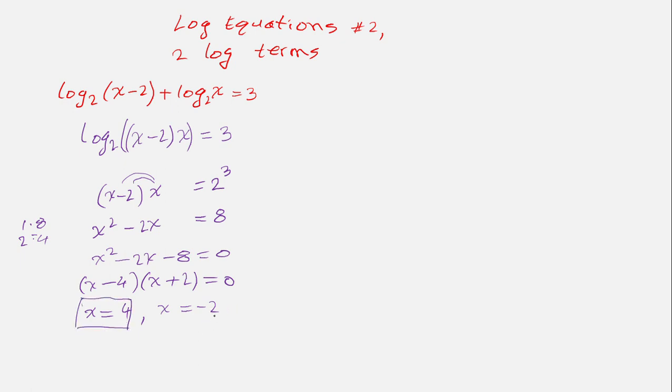Now let's try negative 2. If we take negative 2 and put it right here, then we'll have log of a negative number, which means we cannot use negative 2 because the argument of log cannot be negative. So it turns out one of the solutions doesn't work. Only x equals 4 works for us.